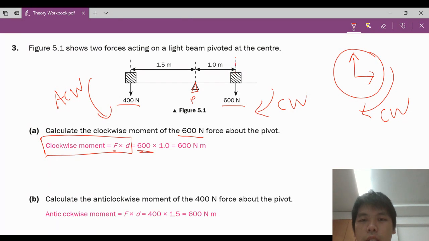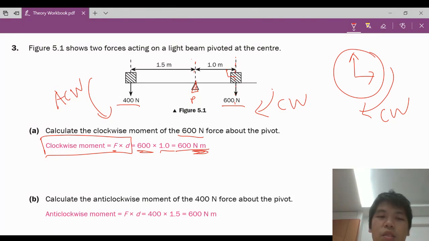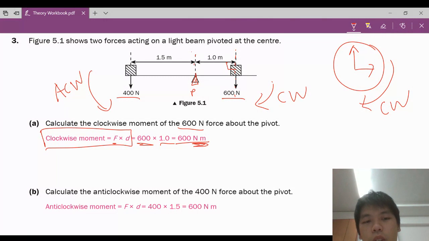For the force, you see the dotted line. This is the line of action to your pivot. This is the perpendicular distance. Why perpendicular? Because it's 90 degrees. So remember, it's 1 meter. So this is 600 Newton meters. Make sure you have your units, Newton meters. So this is clockwise.